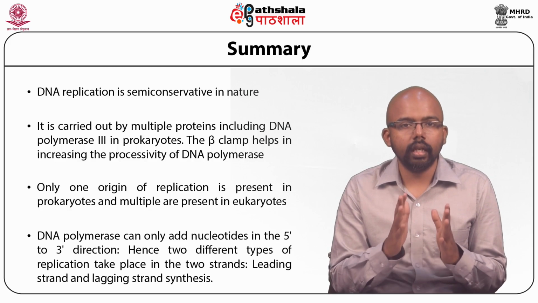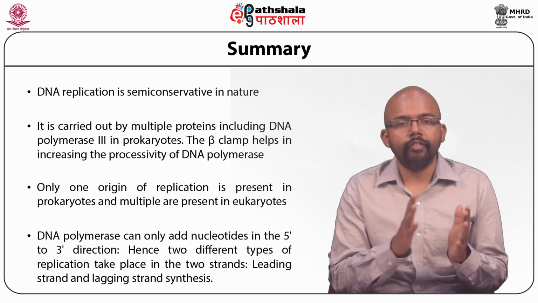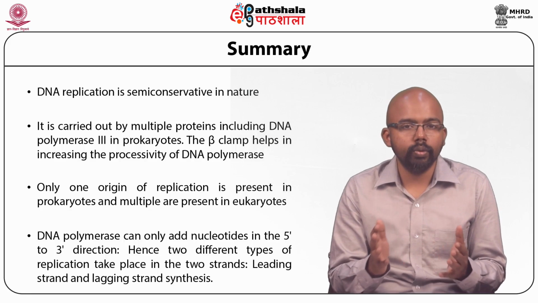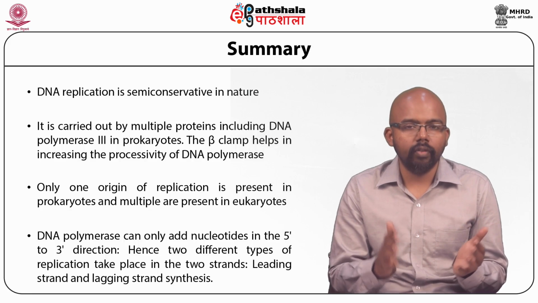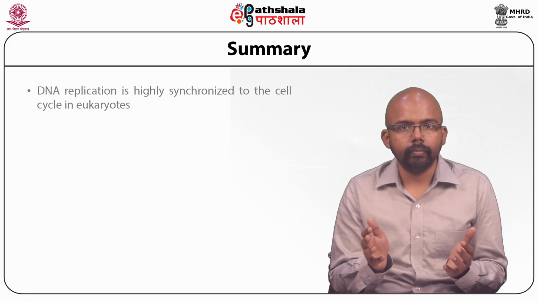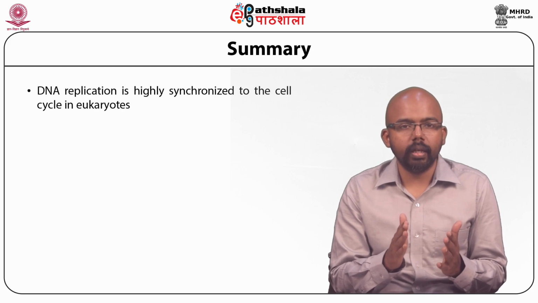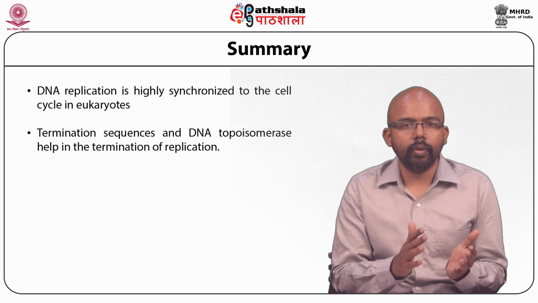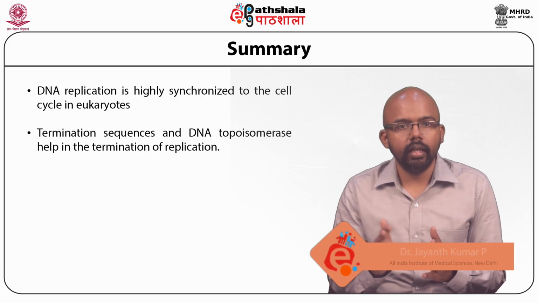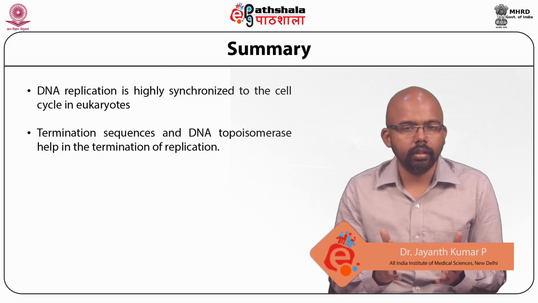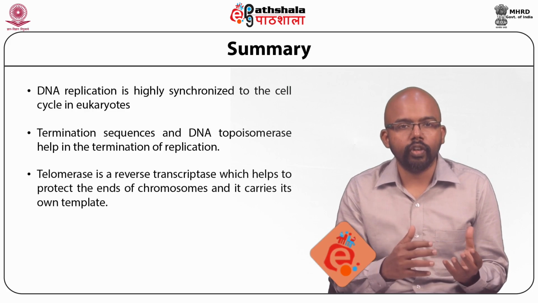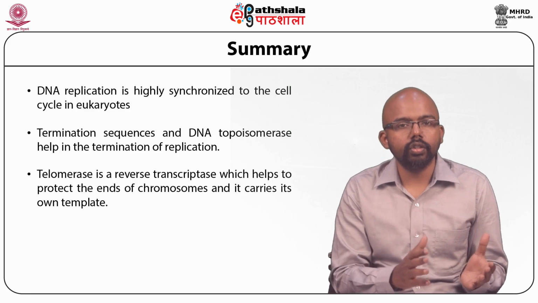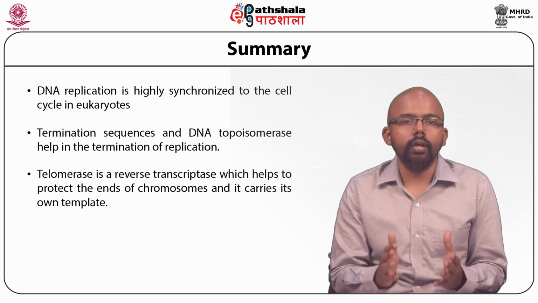DNA polymerase can add nucleotides only in the 5' to 3' direction. Hence, two different types of replication take place in the two strands: one is the leading strand and one is called the lagging strand. In eukaryotes, DNA replication is highly synchronized to the cell cycle. Termination sequences and DNA topoisomerase help in the termination of replication. And one special enzyme which exists in eukaryotes is telomerase. It is a reverse transcriptase which helps to protect the ends of the chromosomes and it carries its own template.